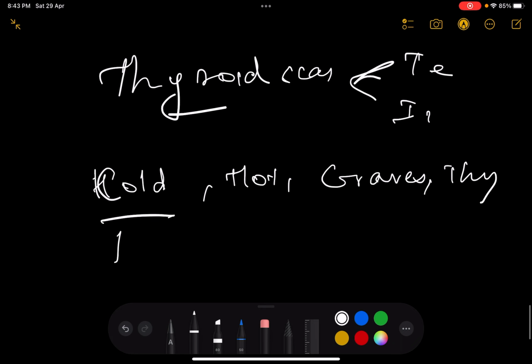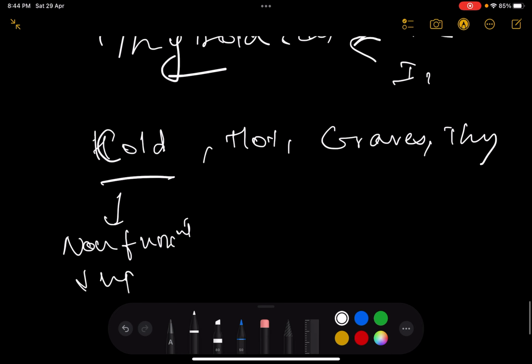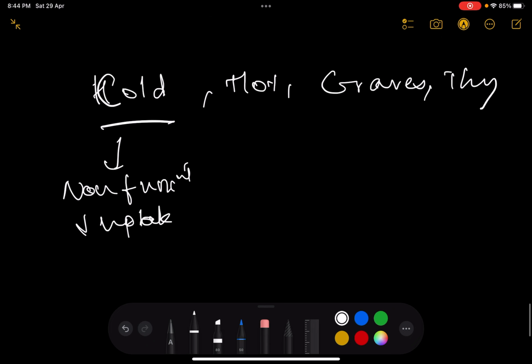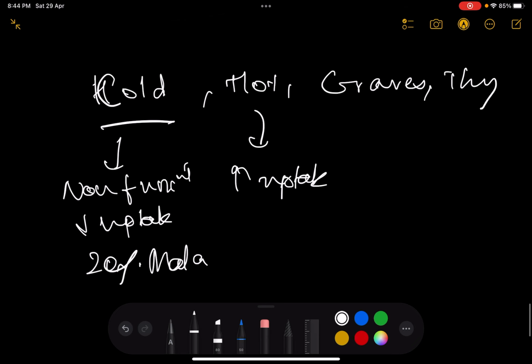So in a cold nodule, you will have a non-functioning nodule. There is decreased uptake. So there is a 20% risk of malignancy. A hot nodule has increased uptake, and I think it's a solitary toxic nodule, and there is a 4% risk. So hot is always better.